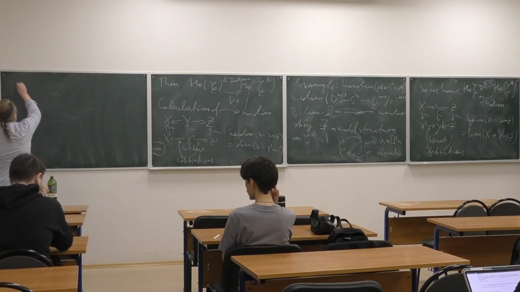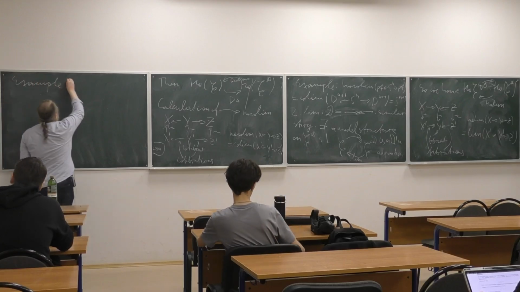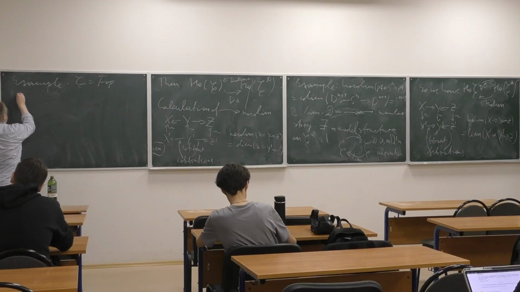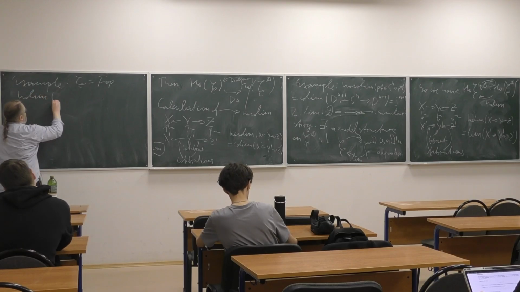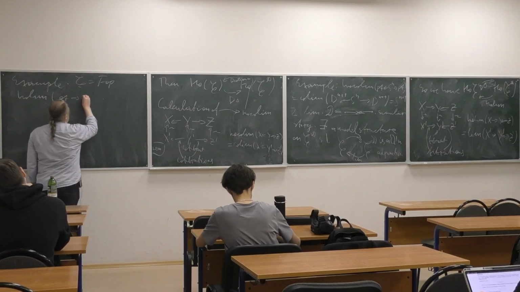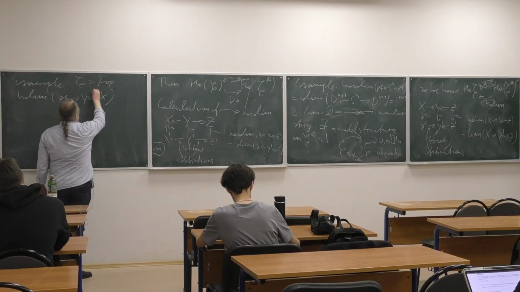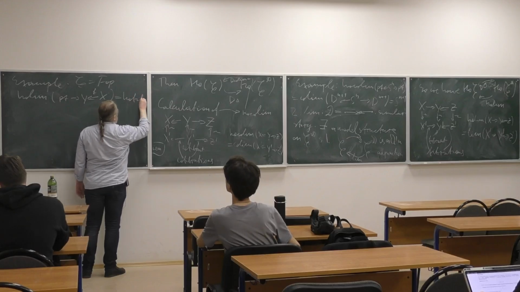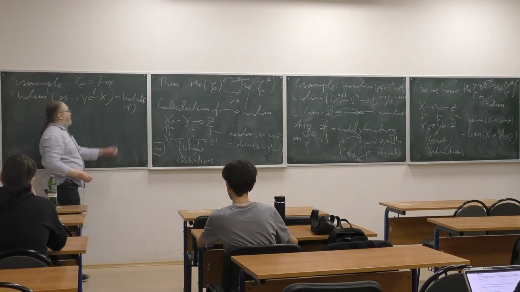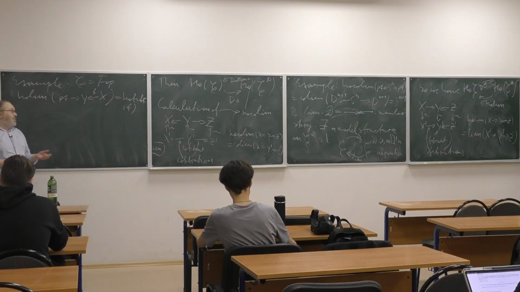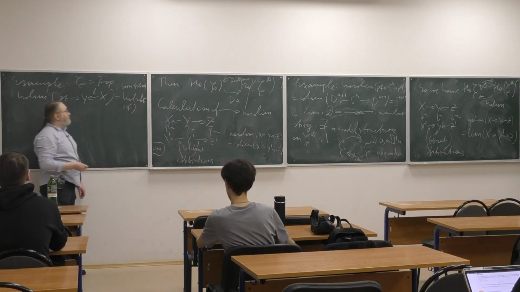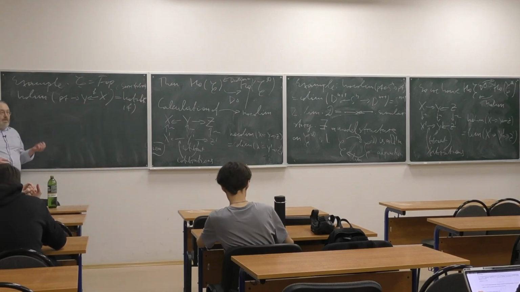Anyway, example. Again, we take C top, and the homotopy limit of this diagram is the same as the homotopy fiber of this map, or in other words, the cell fiber. Does this make sense?